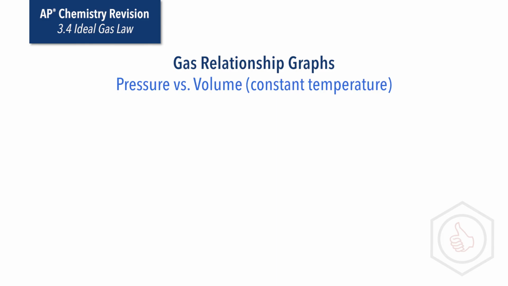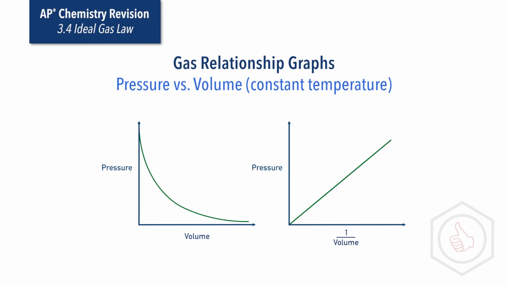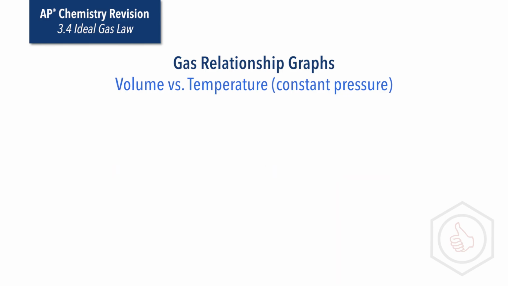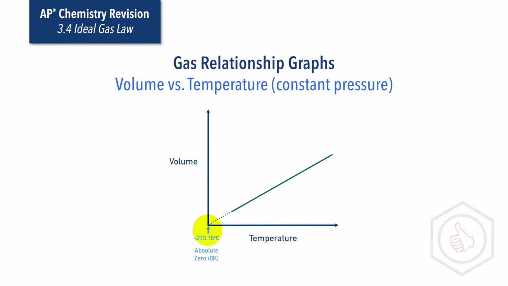There are several graphs for gas relationships that you need to be comfortable with at this level. Pressure versus volume at a constant temperature gives an inverse relationship, Boyle's law, where as the volume increases, pressure decreases. Notice if you make the x-axis 1 over volume, you get a straight upwards line, with pressure being directly proportional to 1 over volume.